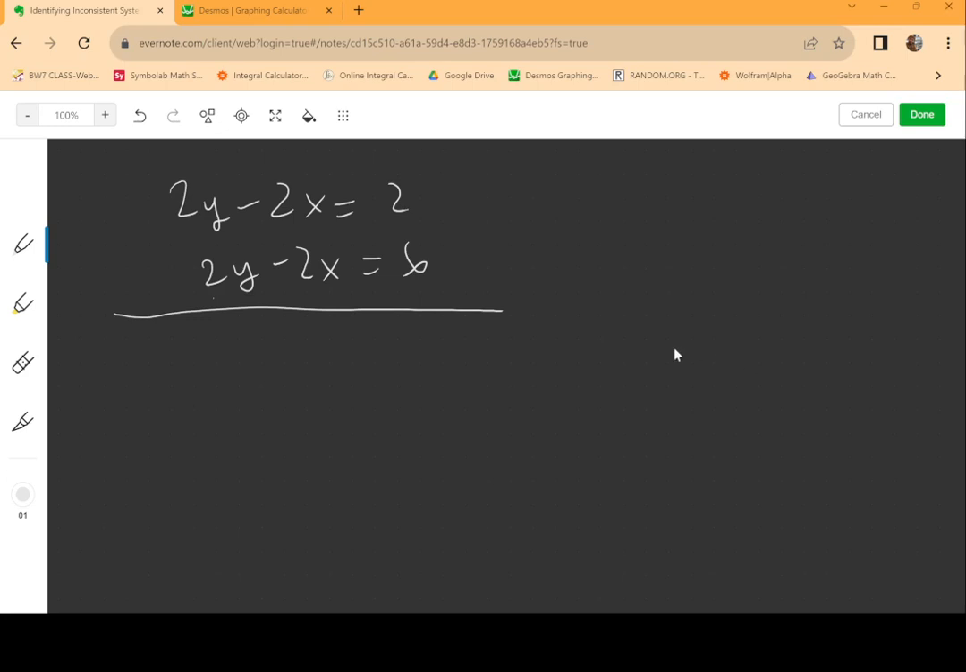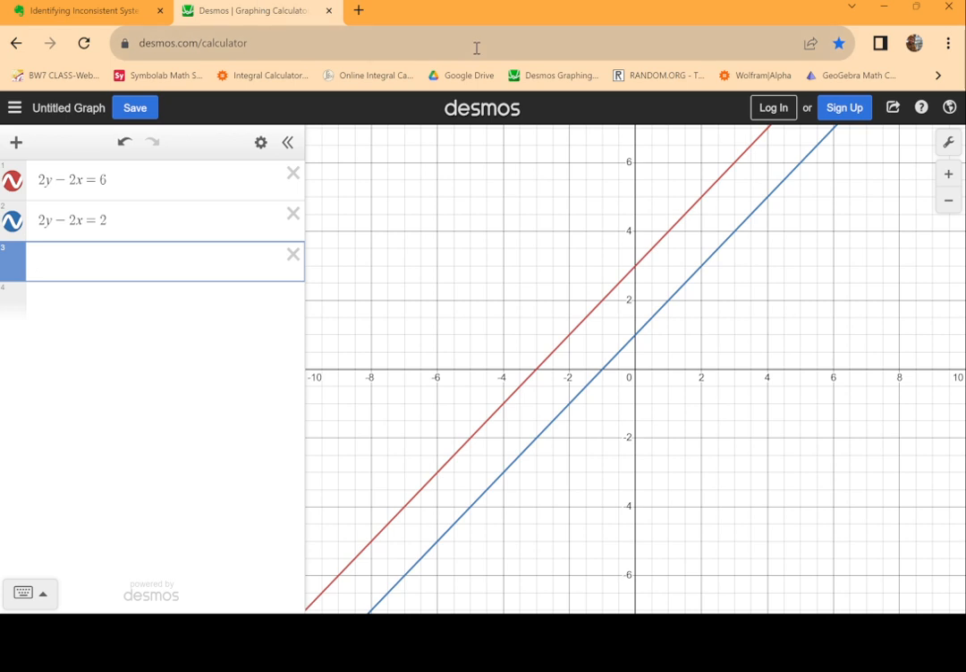Okay, so I'm going to take a look at inconsistent systems and how to identify them. So let's say that we were asked to solve this system of equations, right? Now, by looking at this, I can tell that we have two equations that represent parallel lines. All right, so they're not the same line; they have different y-intercepts. And we can see that from the graph, right? I have the graph here in another tab.